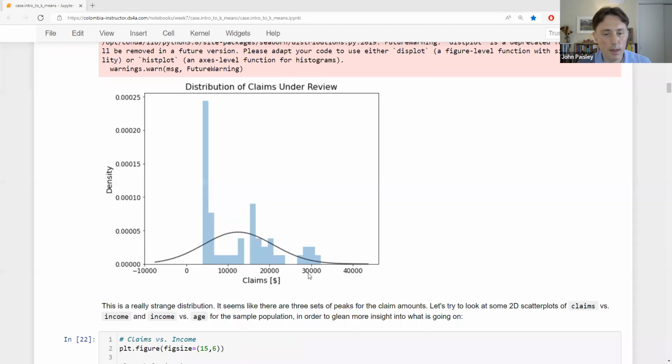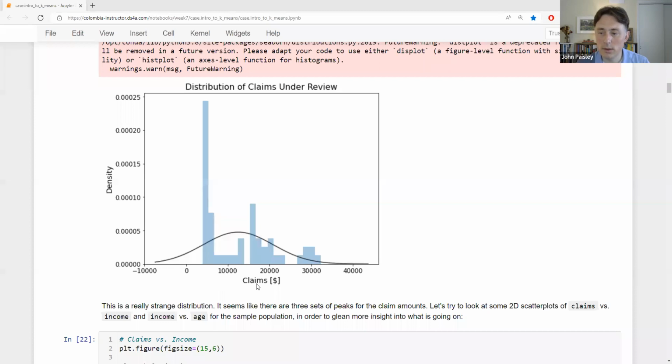A single Gaussian is not going to fit this data, which is, this would be the mean of the data. This is the standard deviation of the data. So it's a strange distribution. But we're only looking at one variable in our data. We're looking at the claims, how much they claimed.